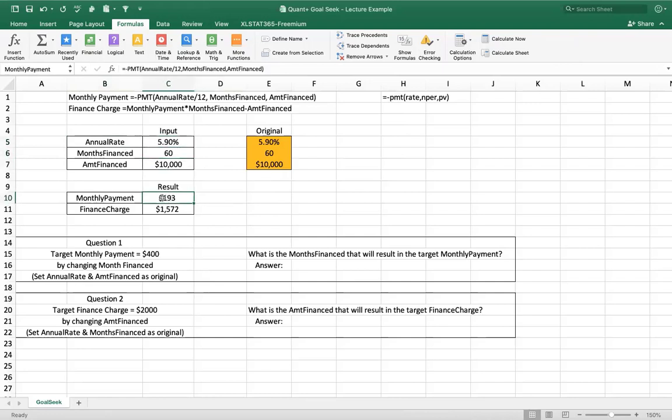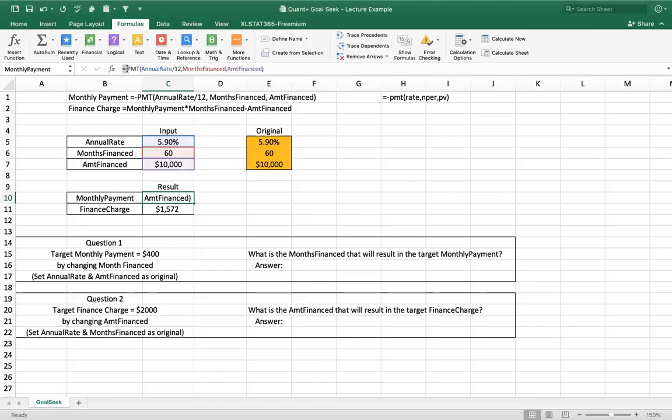Okay, and here I have my results. In the results, I have typed out equations and functions. For monthly payment, I use the payment function with the rate, which is the annual rate divided by 12, because we want to calculate with a monthly rate. Months financed is the number of payments, so that's 60 payments total. And then finally, we have the PV, which is your loan amount. It's the amount we have to pay.